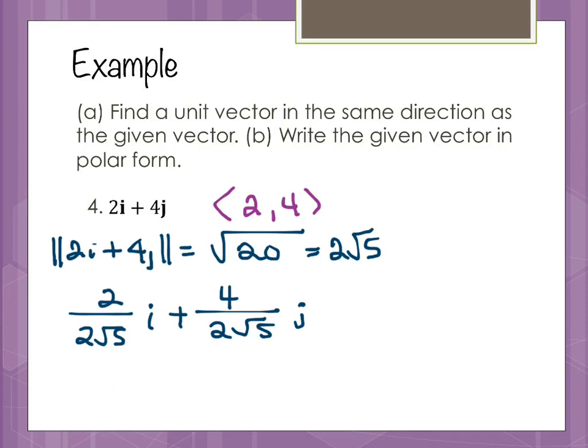And now you're just going to clean that up. You know, rationalize when appropriate. You're going to reduce where appropriate, and there's both of those things going on in this one. So my 2's here reduce, my 2 and my 4 here giving me a 2 on top, and I'm going to rationalize. So what am I going to get on the first component, on the i component? Square root 5 over 5 i.